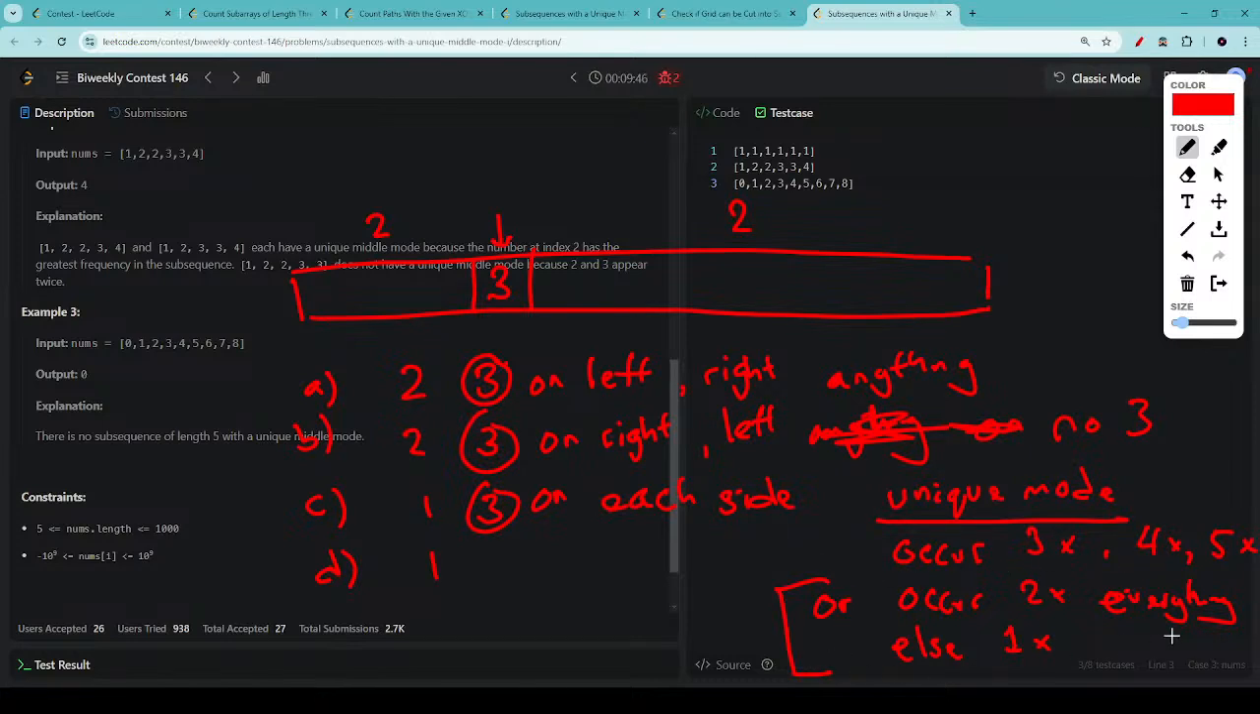Yeah. How do you solve this though? The other case, where 3 appears exactly twice, and the other numbers occur at most once.